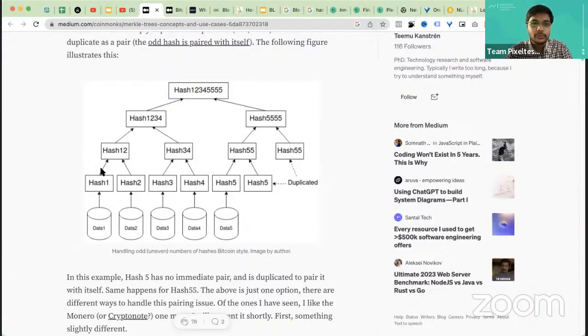After you do this, you have 6 of them, 1 2 3 4 5 6. Now all of these are done, and how many do you have on the level above? 3: hash 1 2, hash 3 4, hash 5 5. Now you duplicate once again, hash 5 5, and this becomes hash 5 5 5 5, paired with hash 1 2 3 4. So the Merkle root will have the hash of these both concatenated together, which is hash 1 2 3 4 5 5 5 5, right?